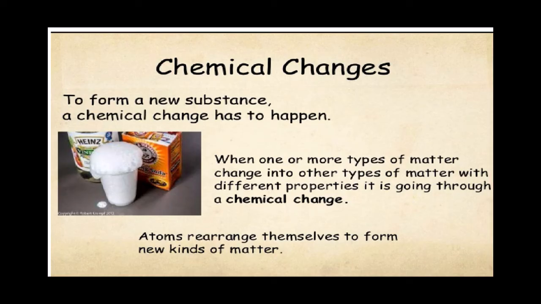Before learning about melting, freezing point, condensation, evaporation, sublimation, let us try to understand the other change which takes place in matter, that is chemical change. To form a new substance, a chemical change has to happen. When one or more types of matter change into other types of matter with different properties, it is going through a chemical change. Atoms rearrange themselves to form new kinds of matter.